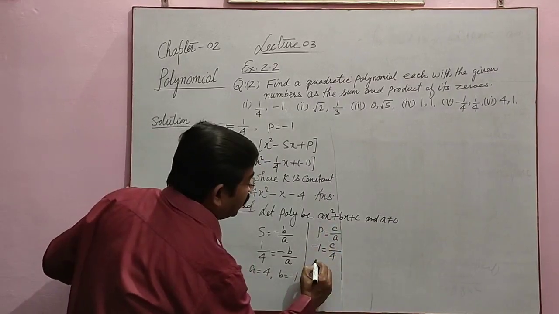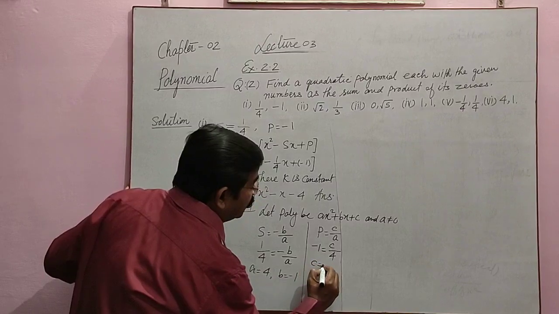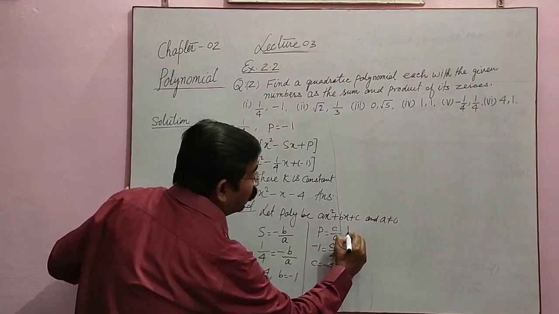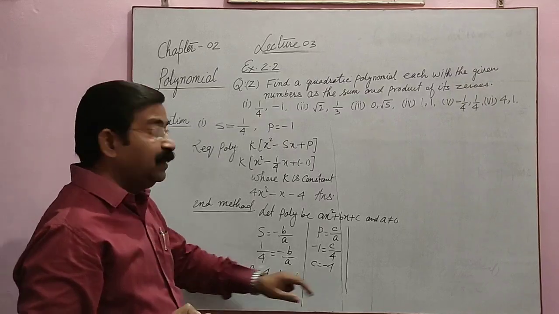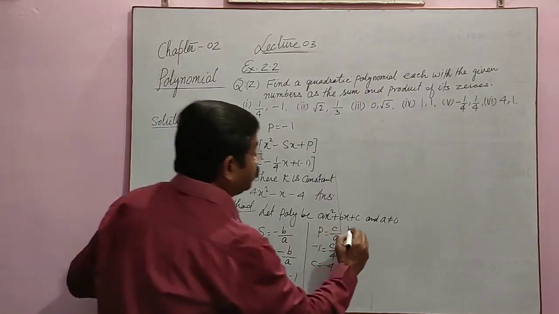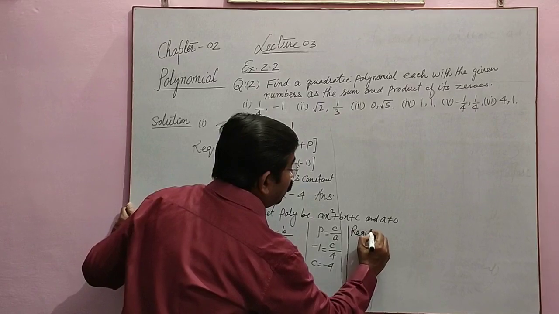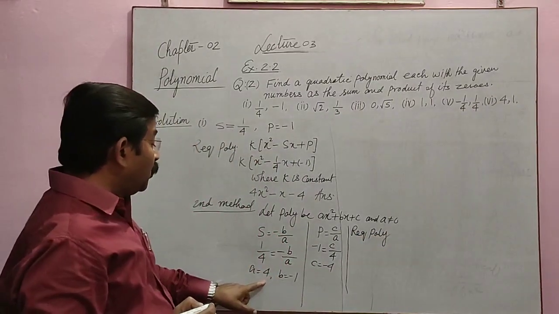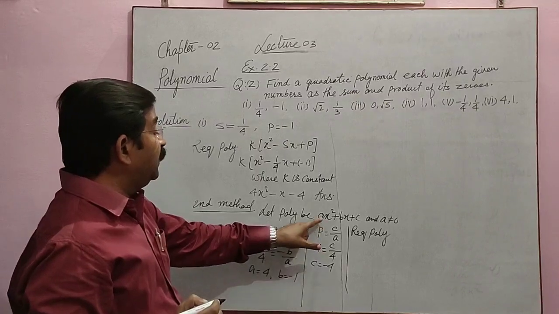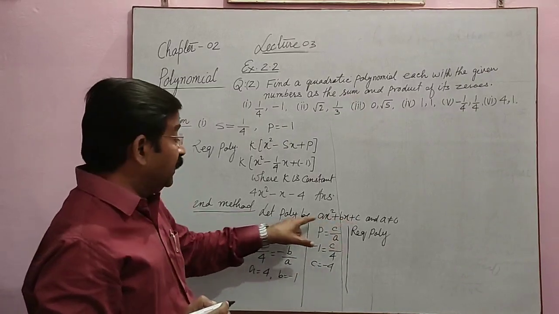So by cross multiplication, we have c is equal to minus 4. So we have got the values of a, b and c. Now the required polynomial is, we just have to put the values of a, b and c in this assumed polynomial.